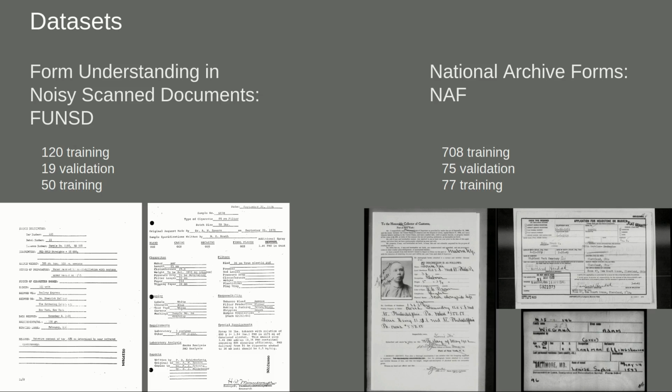We evaluate on 2 datasets. The FUNSD dataset, Form Understanding in Noisy Scanned Documents, which are modern printed documents which are scanned at a fairly low resolution. The other dataset is the National Archive Forms dataset, NAF, which is forms taken from the United States National Archive. These are a higher resolution but are much noisier in general than the FUNSD dataset.